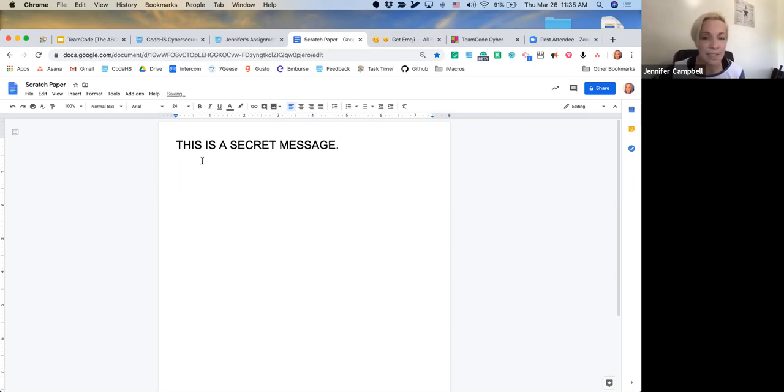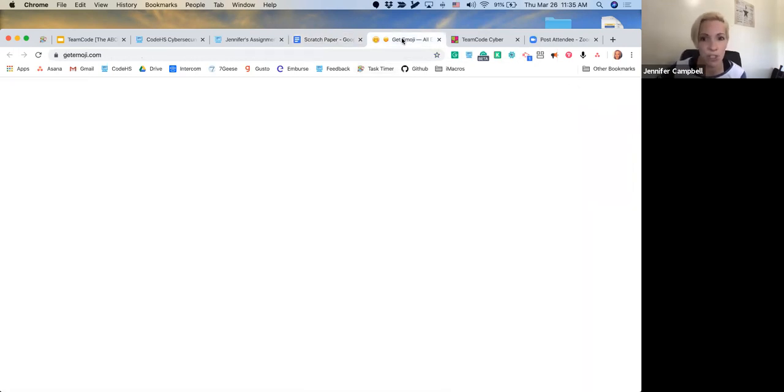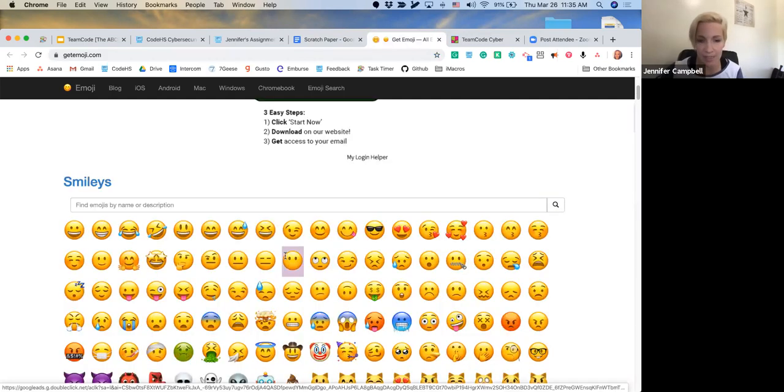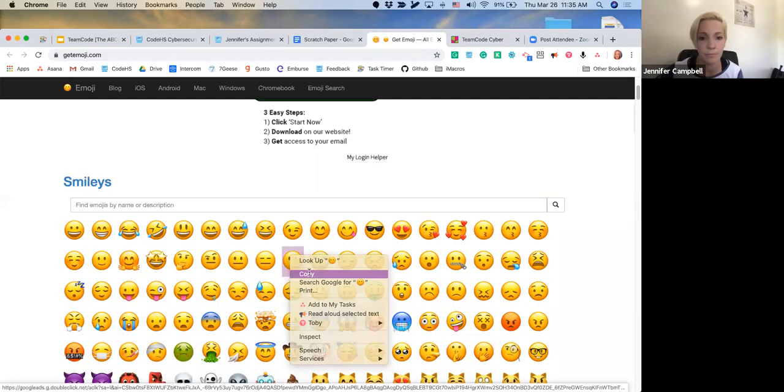And I've given you a link, and I'm going to give you a link to different emojis. So what we're going to do is you're going to come up with a secret message with your partner, and you're going to take these emojis and code it. Give it a second to load. Okay, here we go. Let me just pick a random one. You can highlight it and copy it.